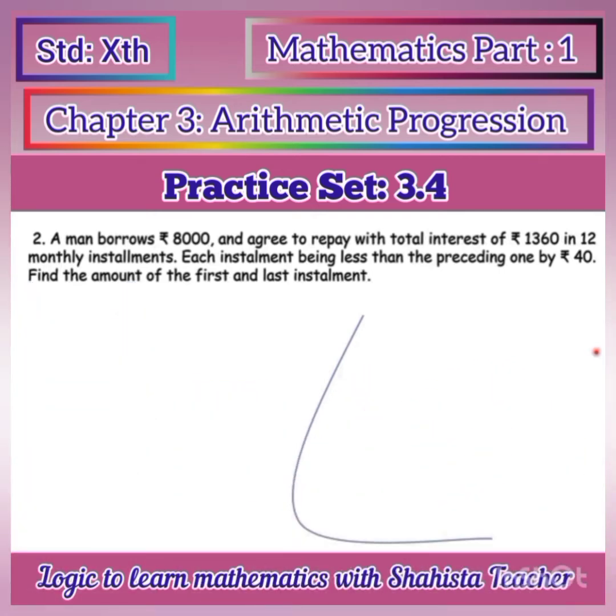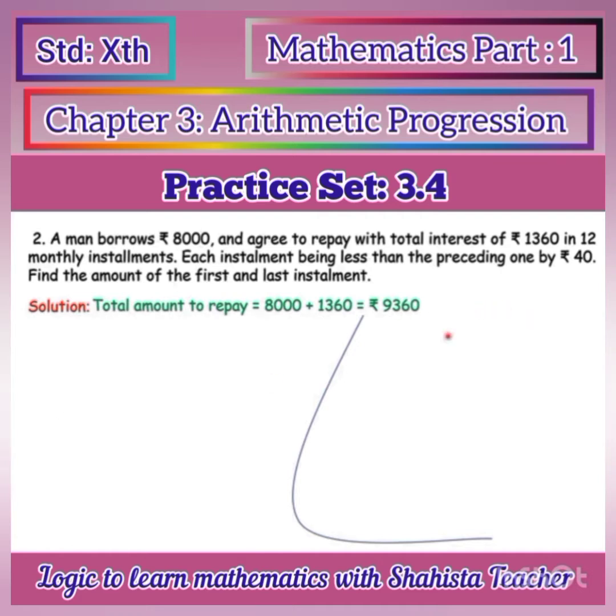As you know that total amount to repay is equal to 8,000 plus interest, that is 1,360, that is equal to 9,360.